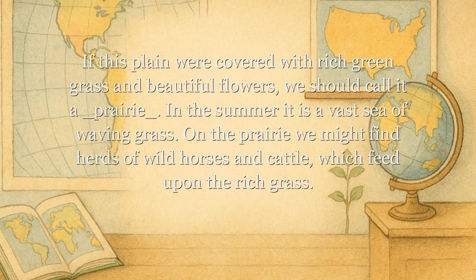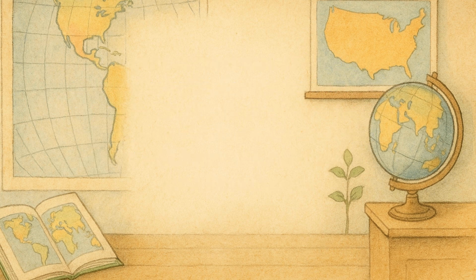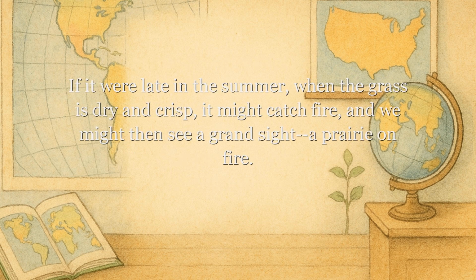If this plain were covered with rich green grass and beautiful flowers, we should call it a prairie. In the summer, it is a vast sea of waving grass. On the prairie, we might find herds of wild horses and cattle, which feed upon the rich grass. If it were late in the summer, when the grass is dry and crisp, it might catch fire, and we might then see a grand sight, a prairie on fire.